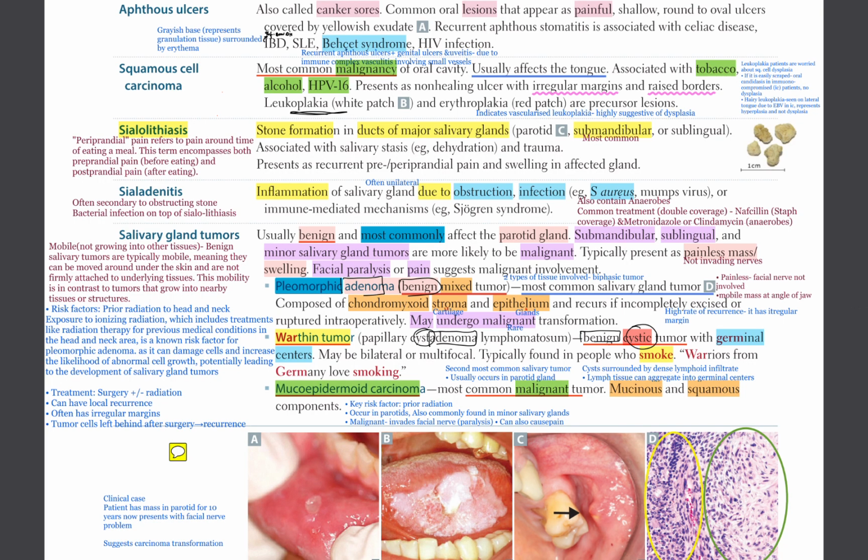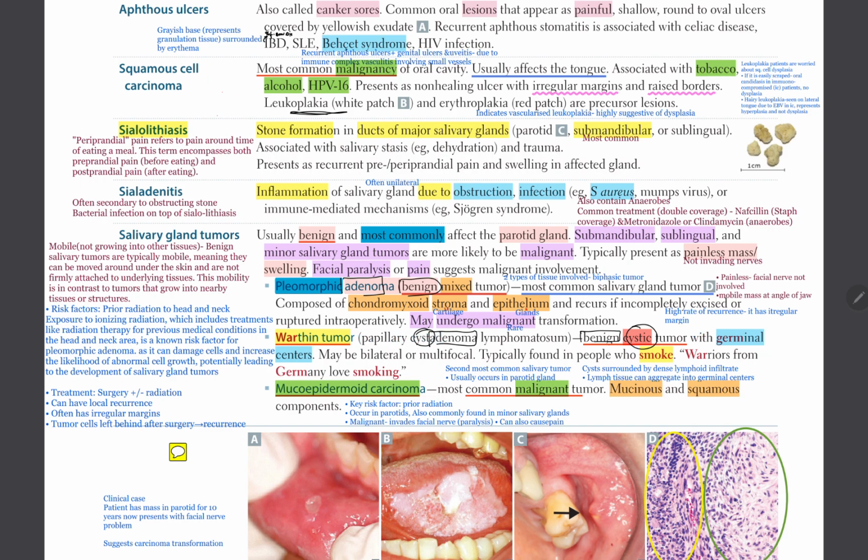It is the most common salivary gland tumor. There is a different most common malignant tumor, but this is the most common among both benign and malignant. Also, we have already mentioned that benign is the most common tumor in salivary glands. It is composed of two things, and it recurs if it is incompletely excised or ruptured intraoperatively.